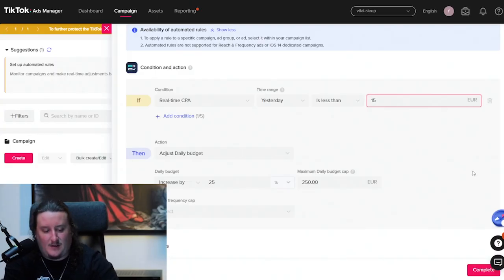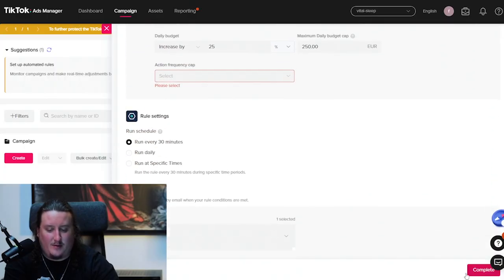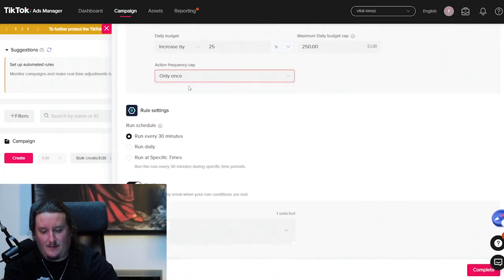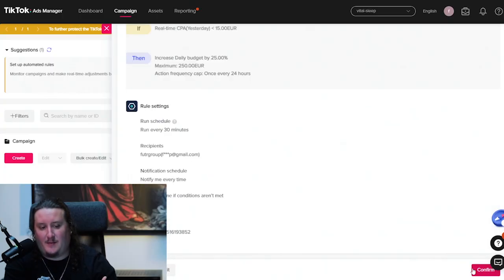But just for the sake of this, I'm just going to create it at $15. Complete that rule set, frequency cap, once every 24 hours. Okay, so this is going to self-optimize that actual campaign.